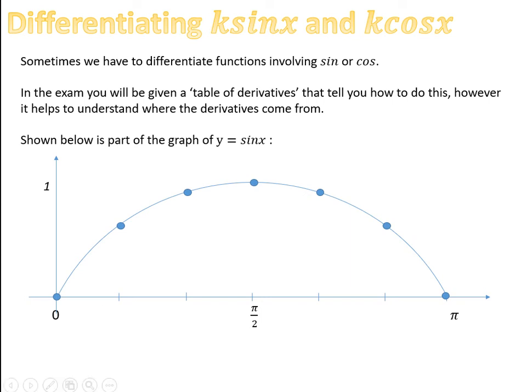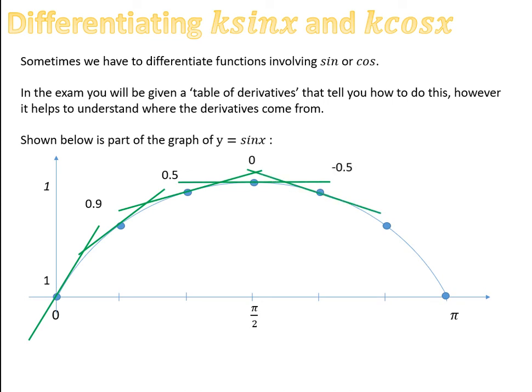So when x is 0, on the graph of y equals sine x, the gradient is 1. When x is 30, the gradient is 0.9. When x is 60, the gradient is 0.5. When x is 90, the gradient of the tangent is 0. And then going back down, we get minus 0.5, minus 0.9, and when we get to 180, we get minus 1. Obviously these continue. This is just the first half of the graph of y equals sine x.